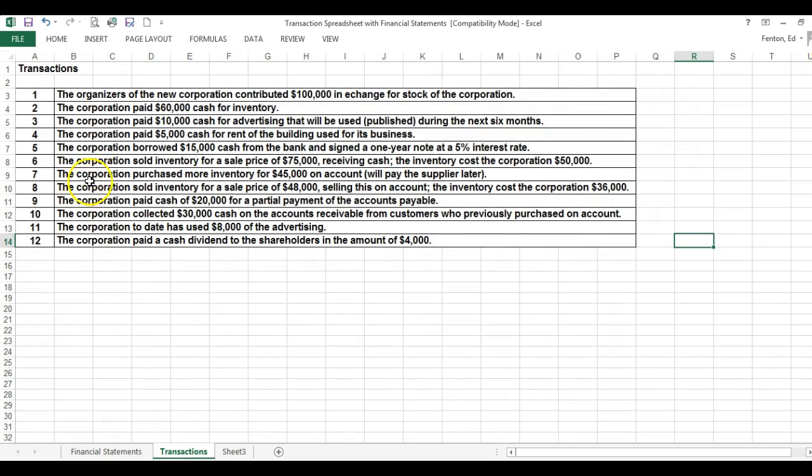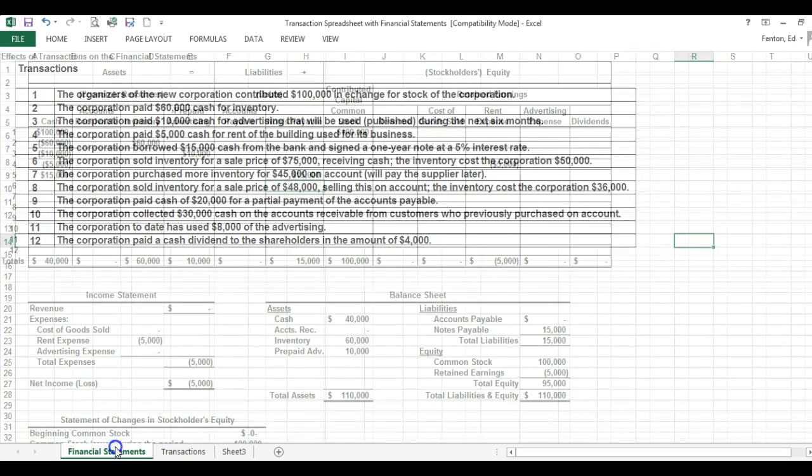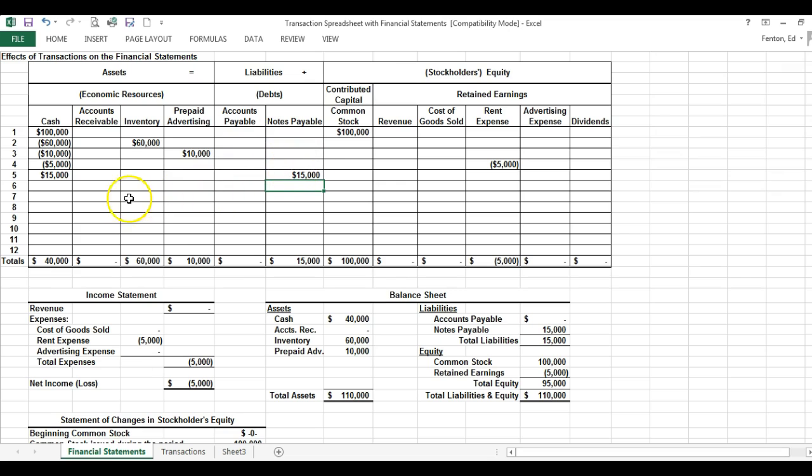Transaction 6. The corporation sold inventory for a sale price of $75,000, receiving cash. The inventory cost the corporation $50,000. So we're selling inventory that cost us $50,000, but we're selling it for $75,000. So we have two things going on at once. Let's record the revenue. Cash is coming in the door, $75,000. Where did this cash come from? It came from revenue, sales.